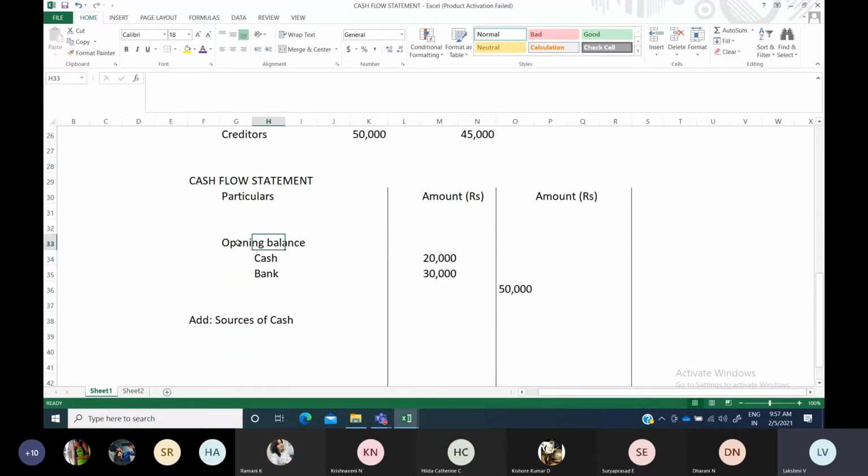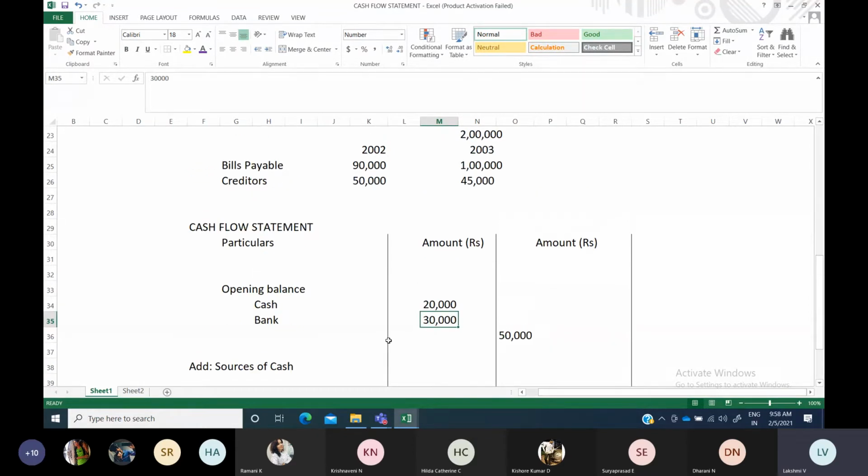But in the cash flow statement, initially you will be having the opening balance. If only cash is given in your question, then only that amount you will take. Even if bank detail is there, then that also you will take, because we discussed in the definition itself that cash and cash equivalents. Why is the cash flow statement prepared? In order to know your cash position better. And here you will be considering cash and cash equivalents, near cash equivalents. That means cash and bank, and other than that any short term marketable securities will also be taken here.